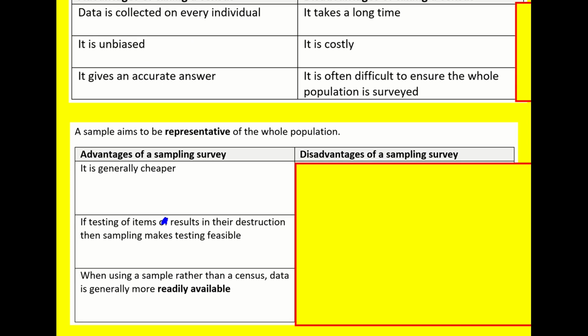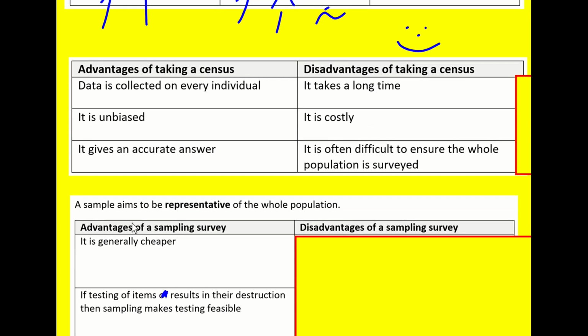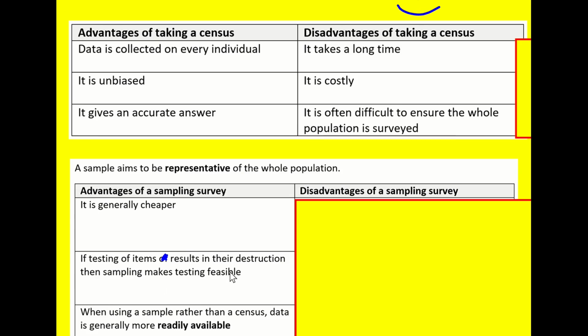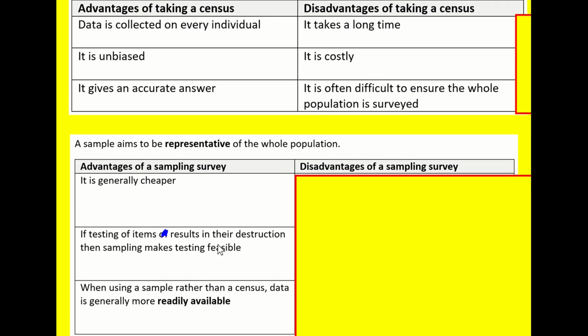So let's say we're testing seat belts, and we're testing what force you have to apply to break them. Well, if you do a census, well done, you've managed to break every single one of your seat belts. If you do a sample, obviously you can't just test one, but if you test a good sample, then you can get a good indication of all of your seat belts without having broken them all. So that's more important than you think. That is an important one. And when using a sample rather than a census, data is generally more readily available.